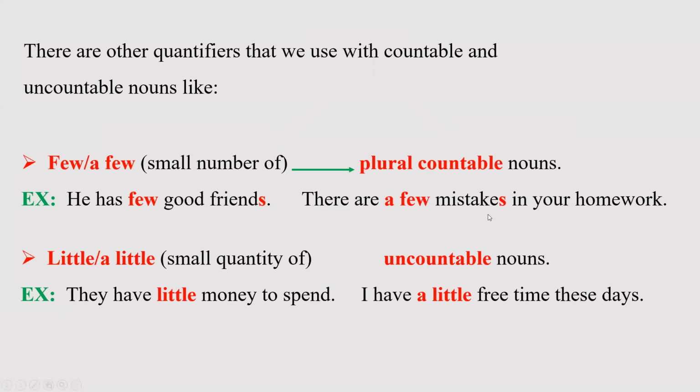Now let's see little and a little, which means a small quantity of. Little and a little come before uncountable nouns. Example, they have little money to spend. Money is an uncountable noun. I have a little free time these days. See, time is an uncountable noun too.